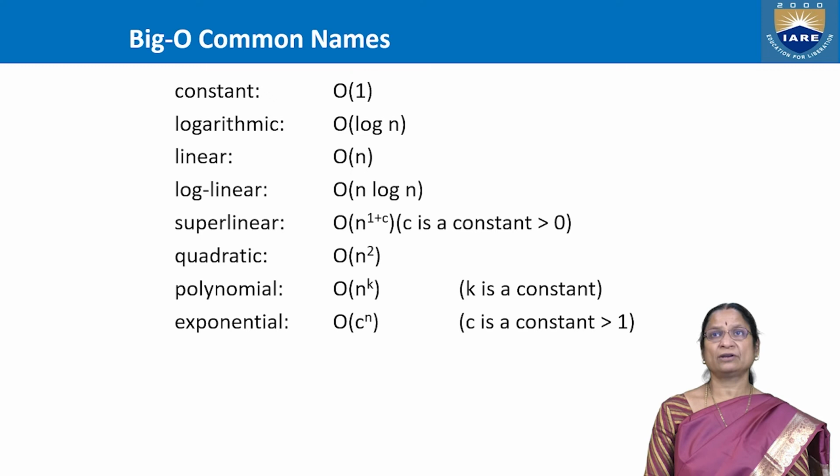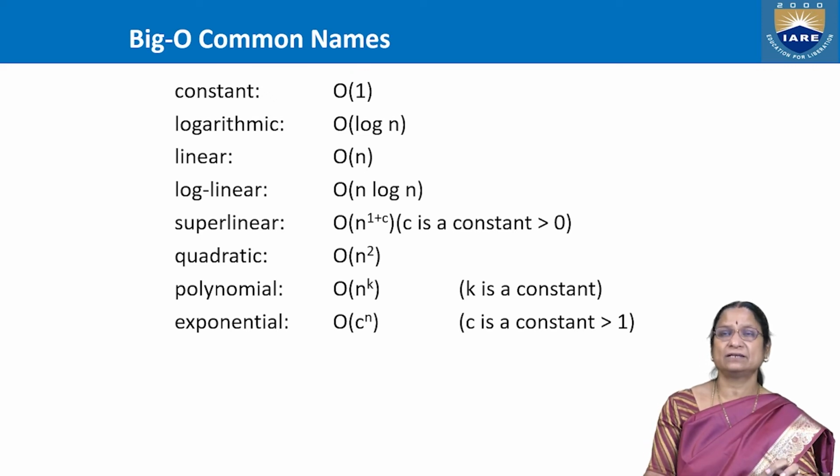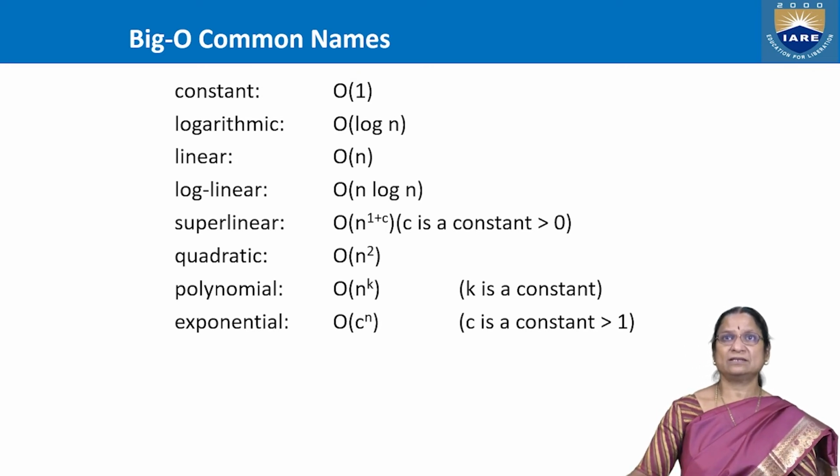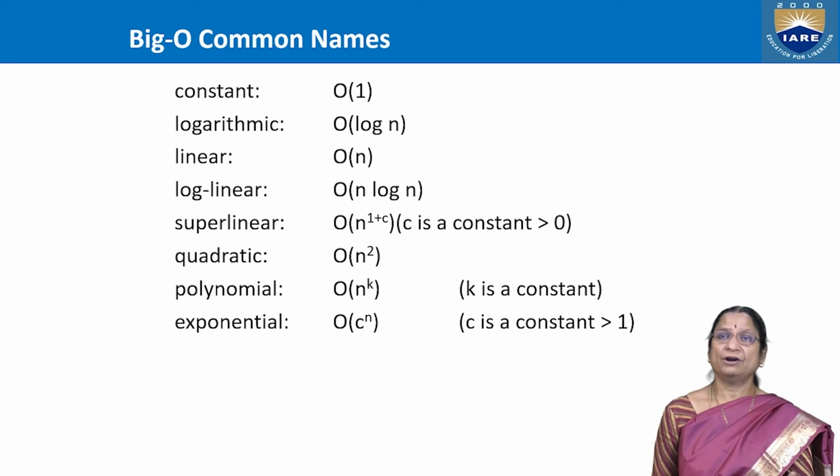Generally this big O is going to be used, and we will use the common names. Big O of 1 means constant time complexity. Logarithm, log n, generally it will be to the base 2, it can also be to the base 10 etc. Logarithmic we will call it. Order of n will be considered as linear time. n log n is log linear.